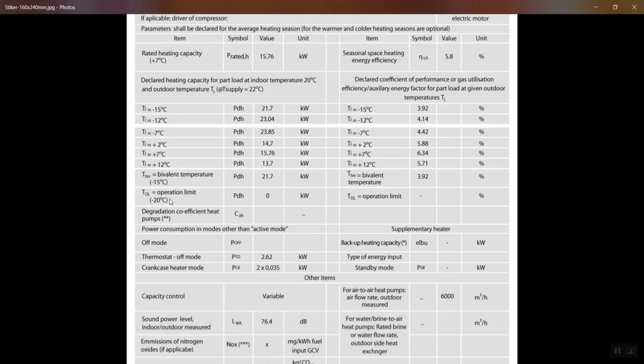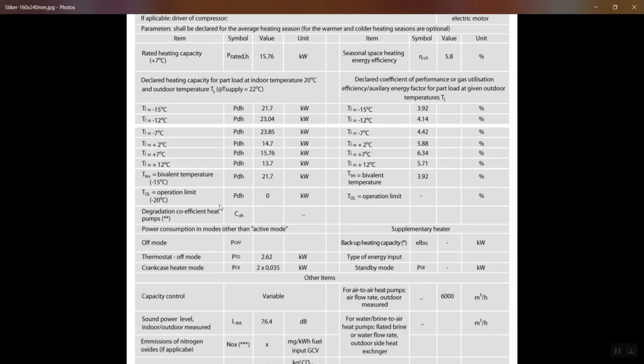And then the operation limit temperature is another interesting one, which means the outdoor temperature declared by the manufacturer for heating, below which the heat pump will not be able to deliver any heating capacity, and the declared heating capacity is equal to 0.